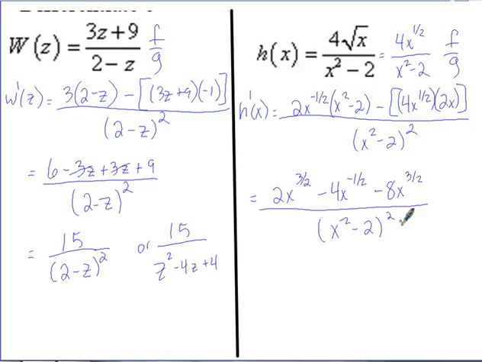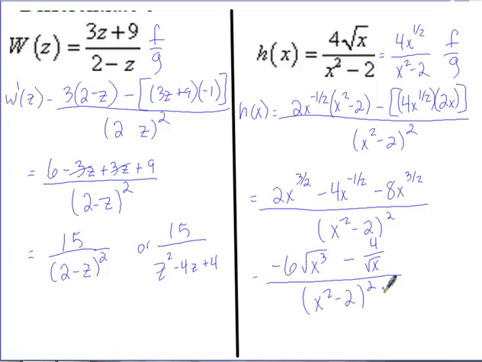Can I combine anything? The 3/2. So a negative 8 and a positive 2 give me negative 6. Can I switch that to a radical? Square root of x cubed minus 4 over square root of x. All of that over (x squared minus 2) squared. Okay, so this is your quotient rule.